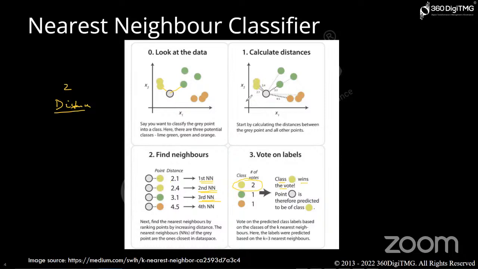So basically, think of this as what our distance is looking at: the data points in the circle. Here we can see 2 yellows are there, so it will be classified as a yellow point. The votes on the predicted class labels are based on the classes of the nearest neighbors. So the majority vote decides the class.